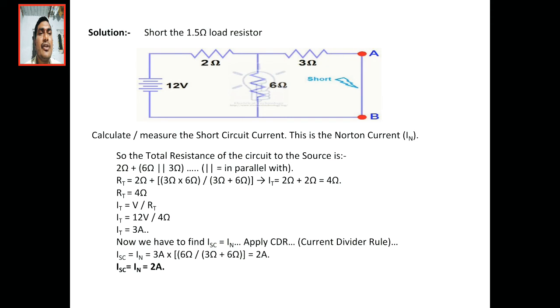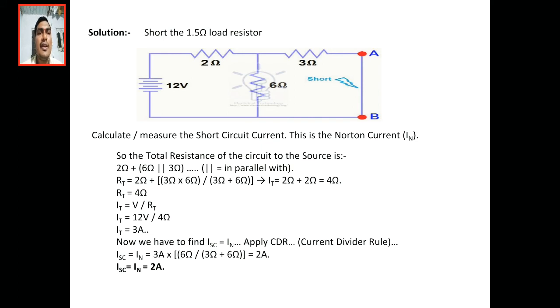AB is the shorted path, and we have to find the short circuit current through AB, that is IAB or IN. How do we find it? First we find the total current from the 12 volt supply, using I equal to V by R, where V is 12 volts and R is the total equivalent resistance. Here 6 ohms and 3 ohms are in parallel, and that is in series with the 2 ohms resistor.